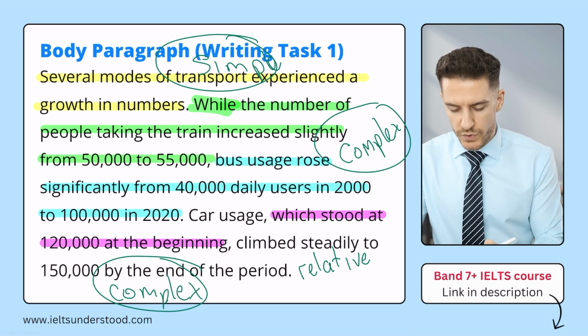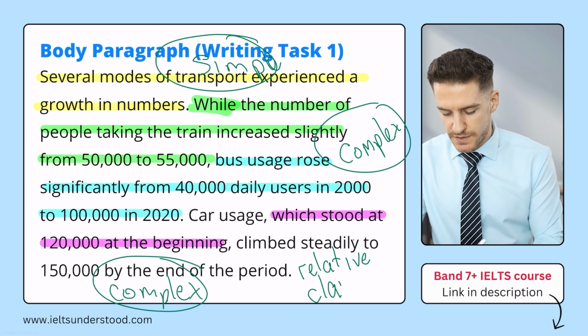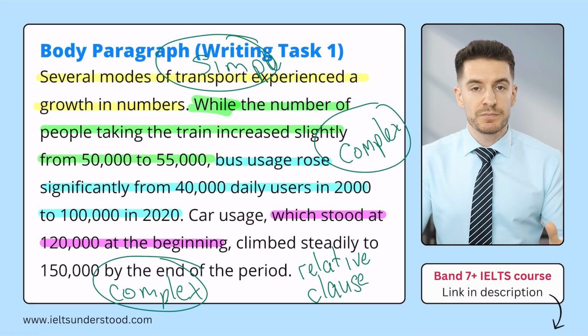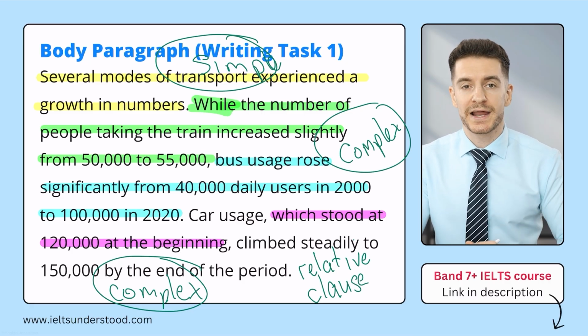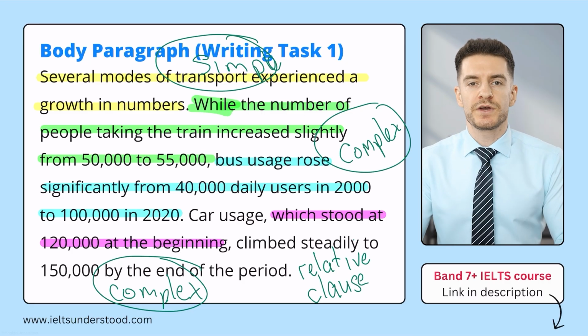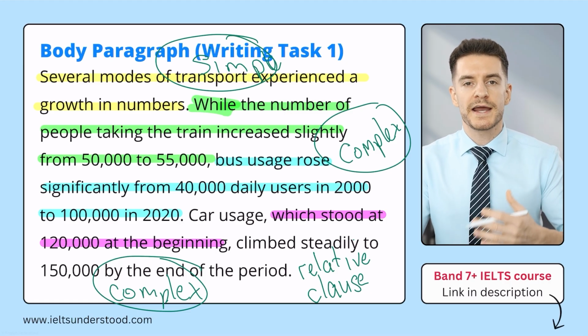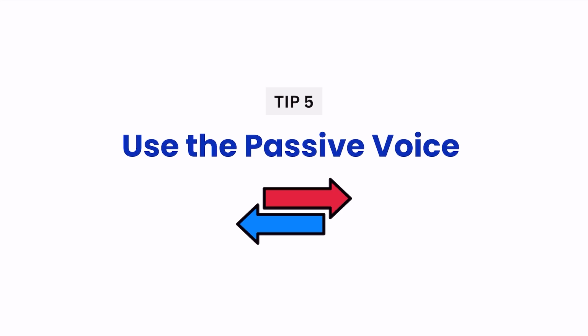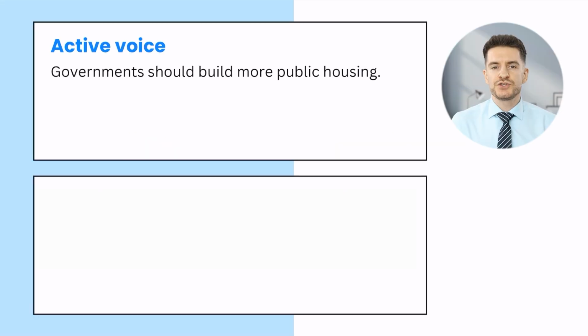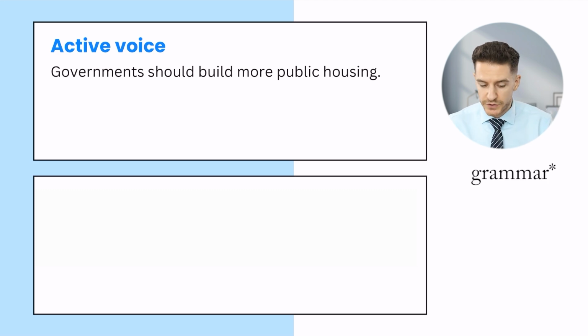So just remember, when you're writing, try to use a mix of both simple sentences and complex sentences. This is going to increase your grammar score because you're going to show the examiner that you have a wider range of grammar. Tip 5, use the passive voice. Many students don't use the passive voice in writing, and it's a very important part of grammar, and it's a very simple way to show the examiner that you have a wider range of vocabulary.